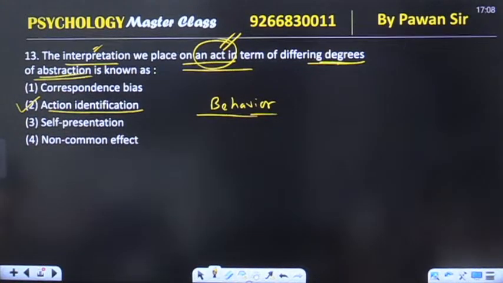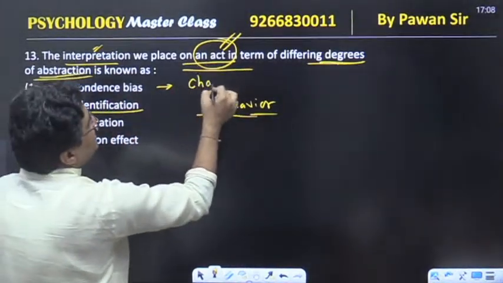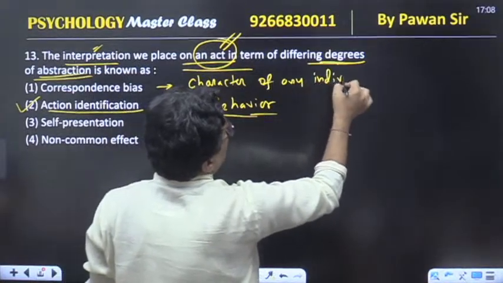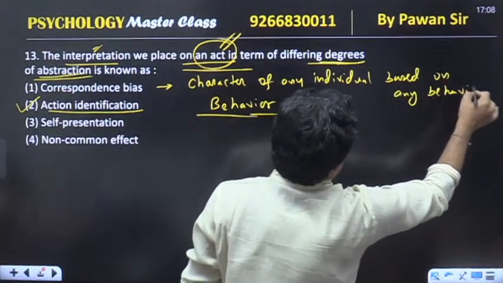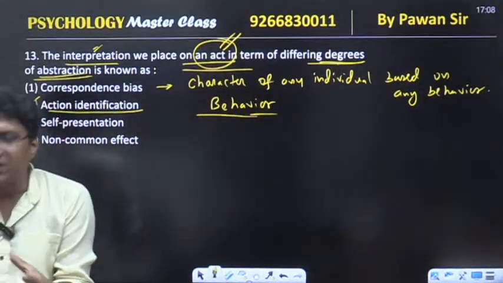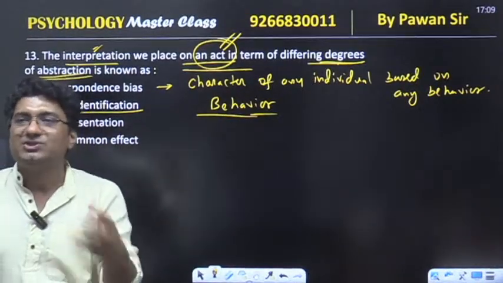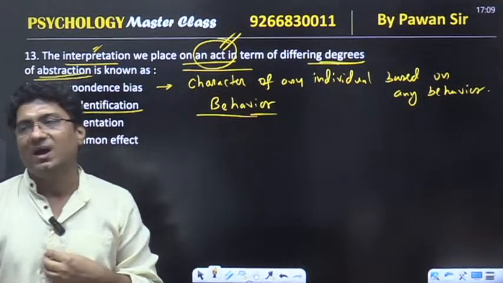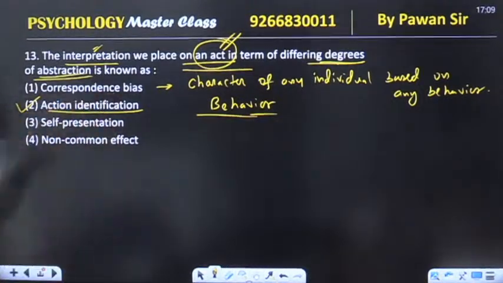Now, what is correspondence bias? When we interpret the character of any individual based on any behavior. So we have a short period of interaction with an individual, and during that period, whatever behavior the individual is showing, we will assume or interpret the character of that individual on the basis of that one incident only. This phenomenon of interpreting the character on the basis of a short period of behavior is called correspondence bias.